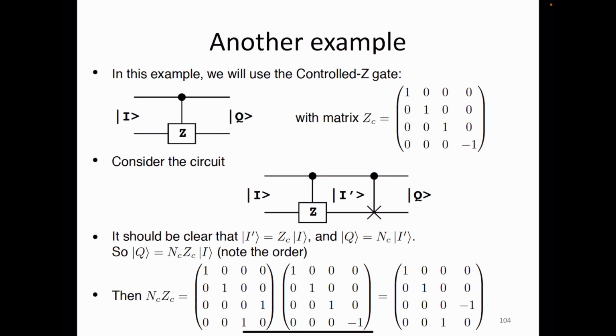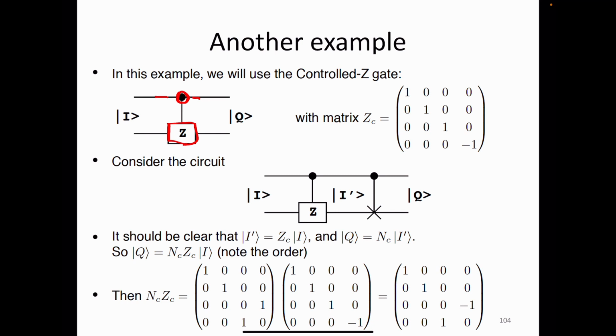Another example is the controlled Z gate, which we will encounter again when we talk about teleportation. So remember when we talked about the controlled NOT operation, it also had this control bit, the black dot here. And so that means this qubit on top is the control bit. And here on the bottom, we have another qubit, to which we apply the transformation Z.